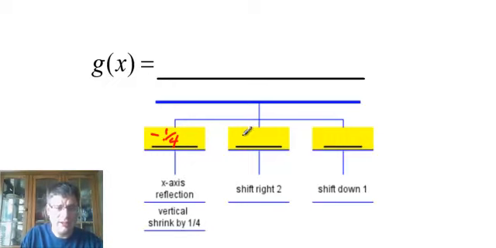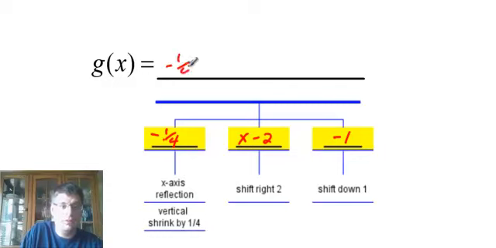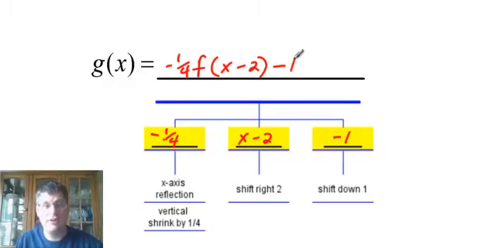Since we're going to shift right 2, that means it's going to be x minus 2. And then since we're going to shift down 1, our k value is going to be negative 1. Okay, so let's put g of x in terms of f. And so we'll have negative 1/4 f in the quantity x minus 2, and then we go down 1. So it doesn't really matter what the function is. The transformations are going to be the same.